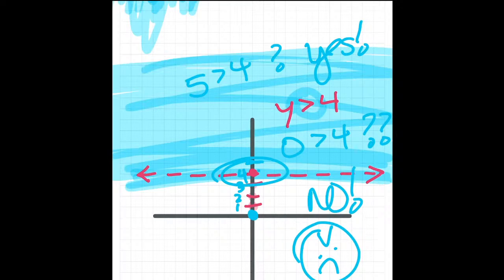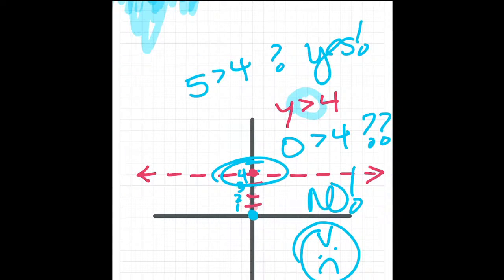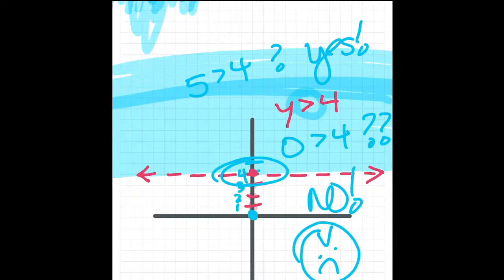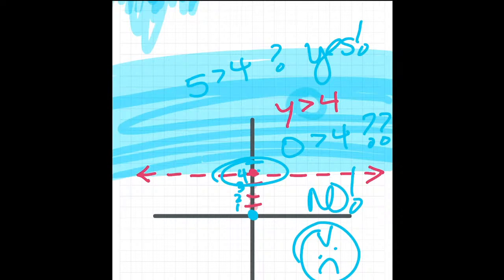Now here's the catch. Since this is a dashed line, you can't shade on the line for this. You need to be shading above the line. Because you said y is greater than 4, which means it cannot be equal to 4. So don't you dare shade 4 in your answer. Because 4 is not bigger than 4. It is equal to 4. And we did not say equal to 4. We just said greater than. So do not shade 4 for this. All right?